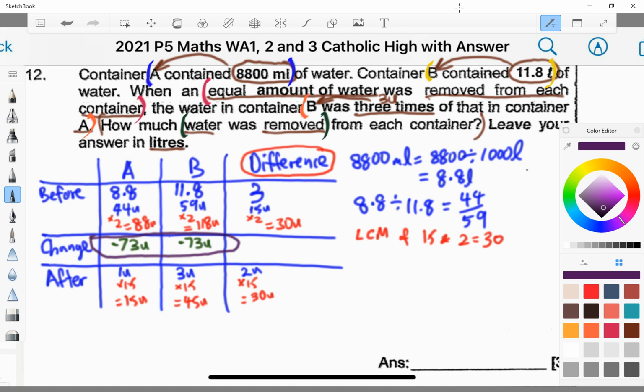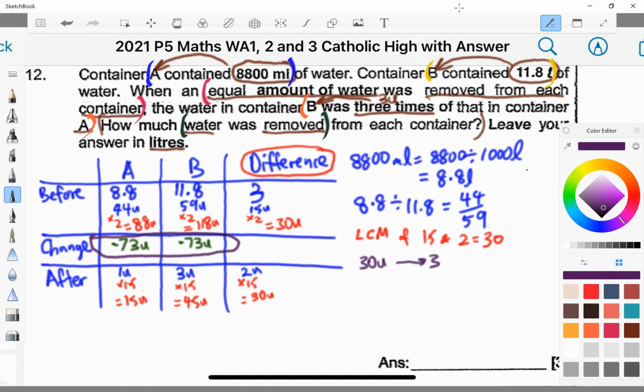So they want us to find that, and they want the answer in liters. So how should I proceed? There are a few ways that we can do so. We can say that 88 units is 8.8 liters. We can also say that 118 units is 11.8 liters. We can also say that 30 units is 3 liters. Since this question is difference unchanged, I would like to make use of 30 units, and I will pair it up with 3 liters.